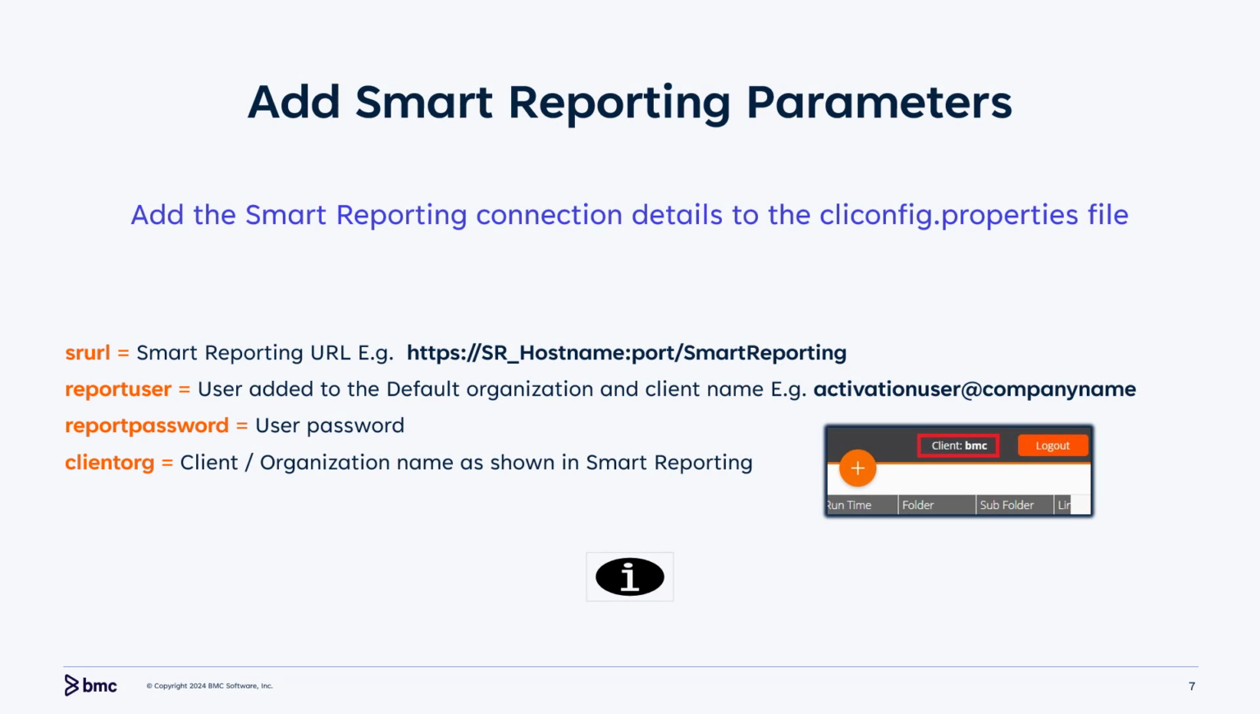The connection details for Smart Reporting are configured in the cliconfig.properties file as follows. In the SURL parameter, add the Smart Reporting URL. For the report user parameter, type the username that was added to the default organization along with the add symbol and the customer name as shown in Smart Reporting. For the report password parameter, add the password for the above user. And for client org, type the company name as shown in the Smart Reporting console.